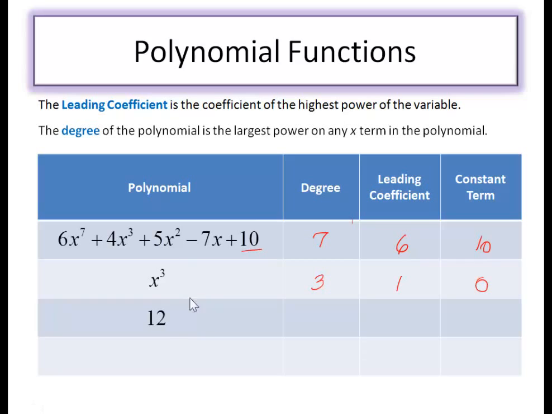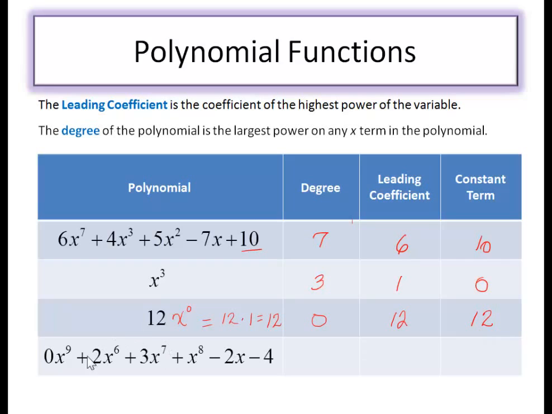Next example, I have 12. This is a constant, but remember that I can write any constant like this. So when I ask you for the degree of this expression, the degree would be 0 because that's the exponent for this variable. It's the only exponent, so it's the largest one. And the leading coefficient for the largest exponent term is 12. And also, since this equals 12 times 1, which is 12, 12 is also my constant term.